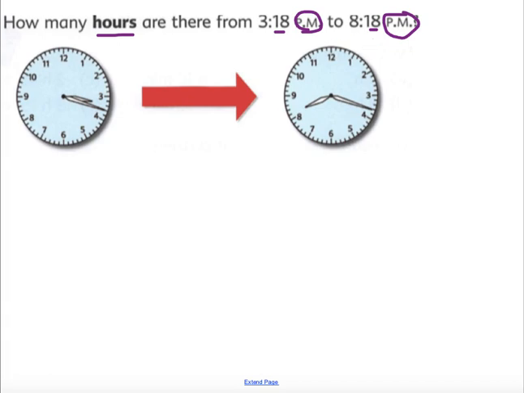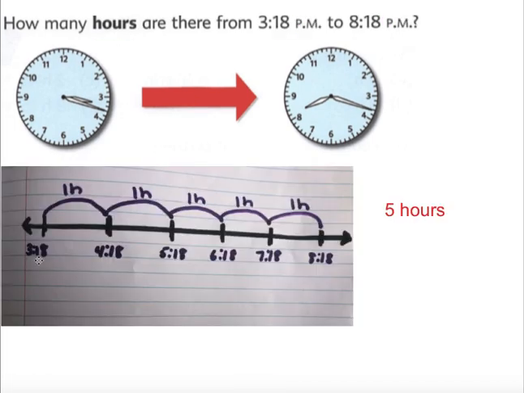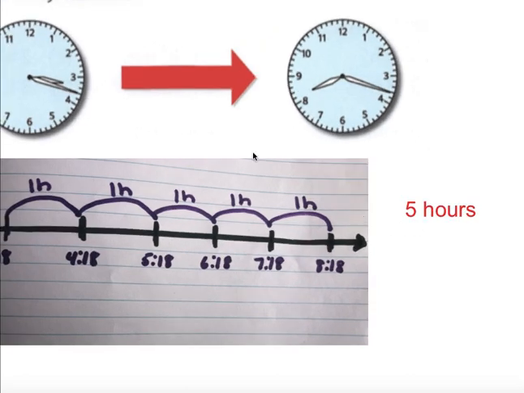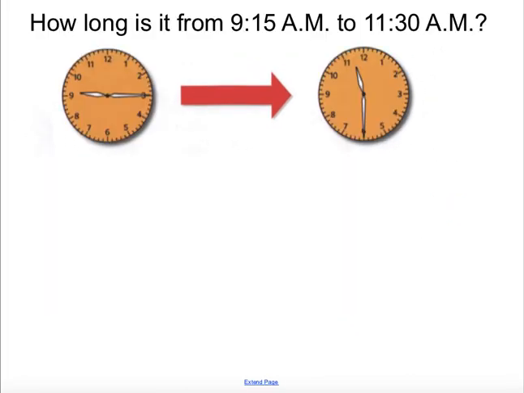Okay, so now we're going to compare our timeline. All right, so let's look at what I did. So I started at 3:18. We're going to 8:18. So 4:18, 5:18, 6:18, 7:18, 8:18. So when you count how many jumps you did, you jumped 5 hours. Okay, good job. I hope that you were able to do that. Now let's try the next one together.